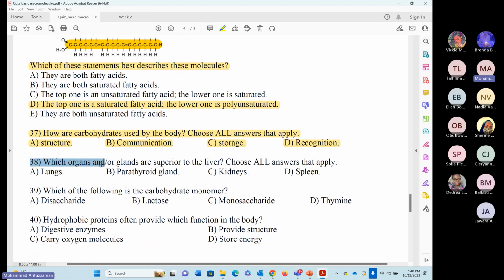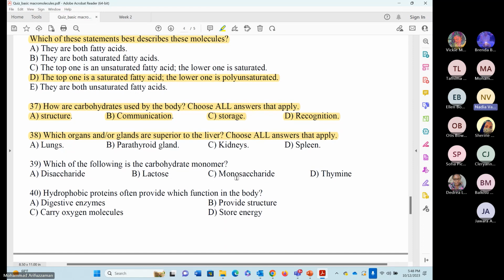Which organs and glands are superior to the liver? Would that be the spleen? Superior to the liver. Please read the question and answer. Superior means above. Kidney is posterior. Lungs are superior. Good. And B, the parathyroid gland, which is around the neck. The liver is within the abdominal cavity. So the lungs and parathyroid glands are superior to the liver.